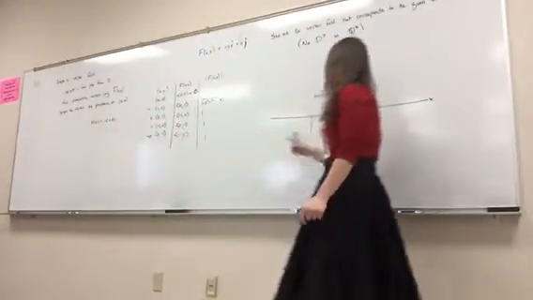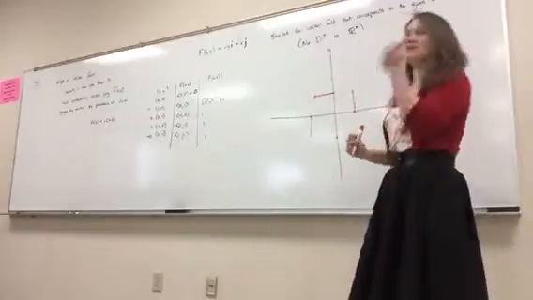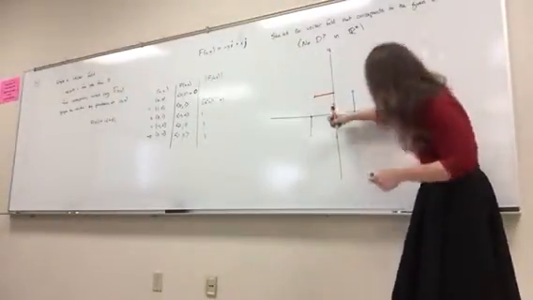I go to the point 0, negative 1. And where is that vector going to be headed? 1 unit, right?